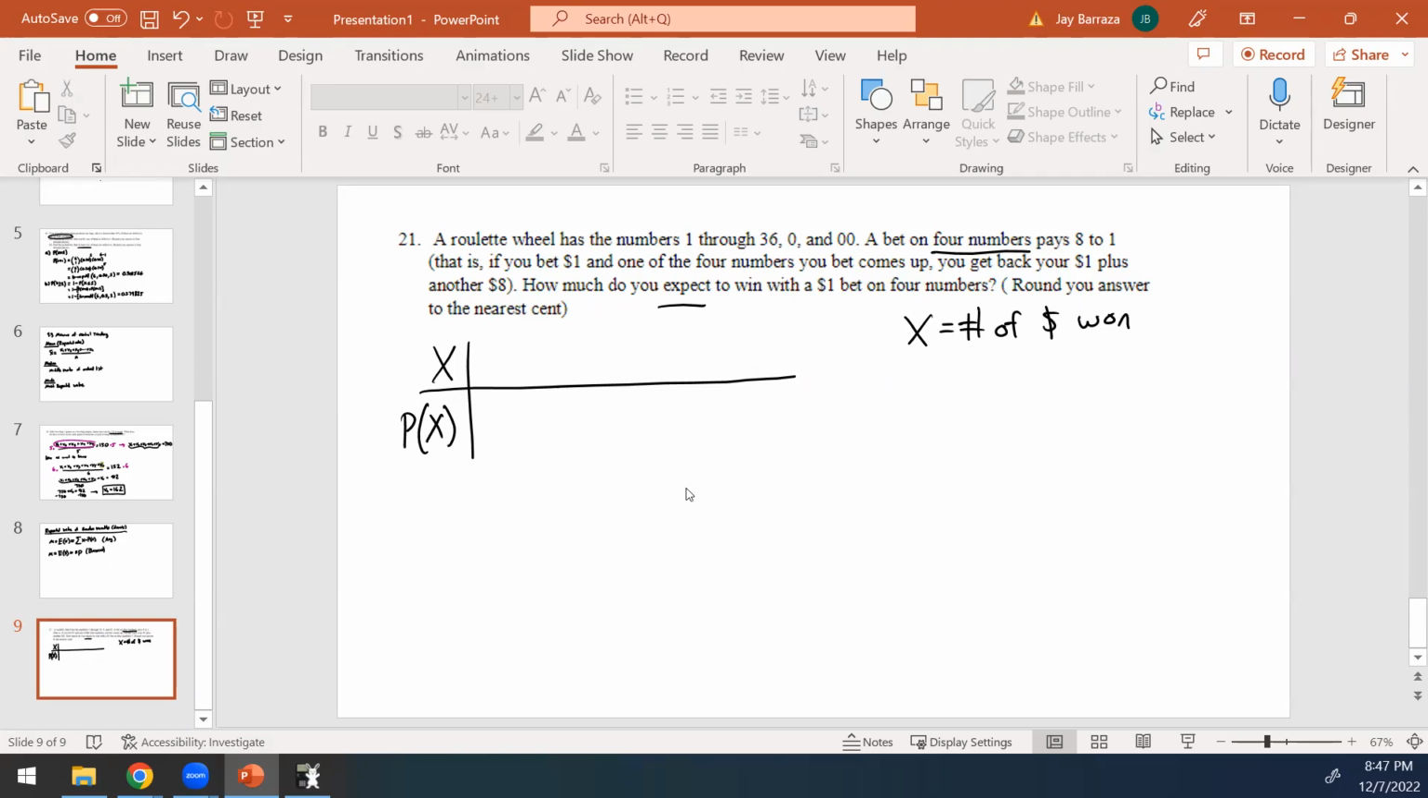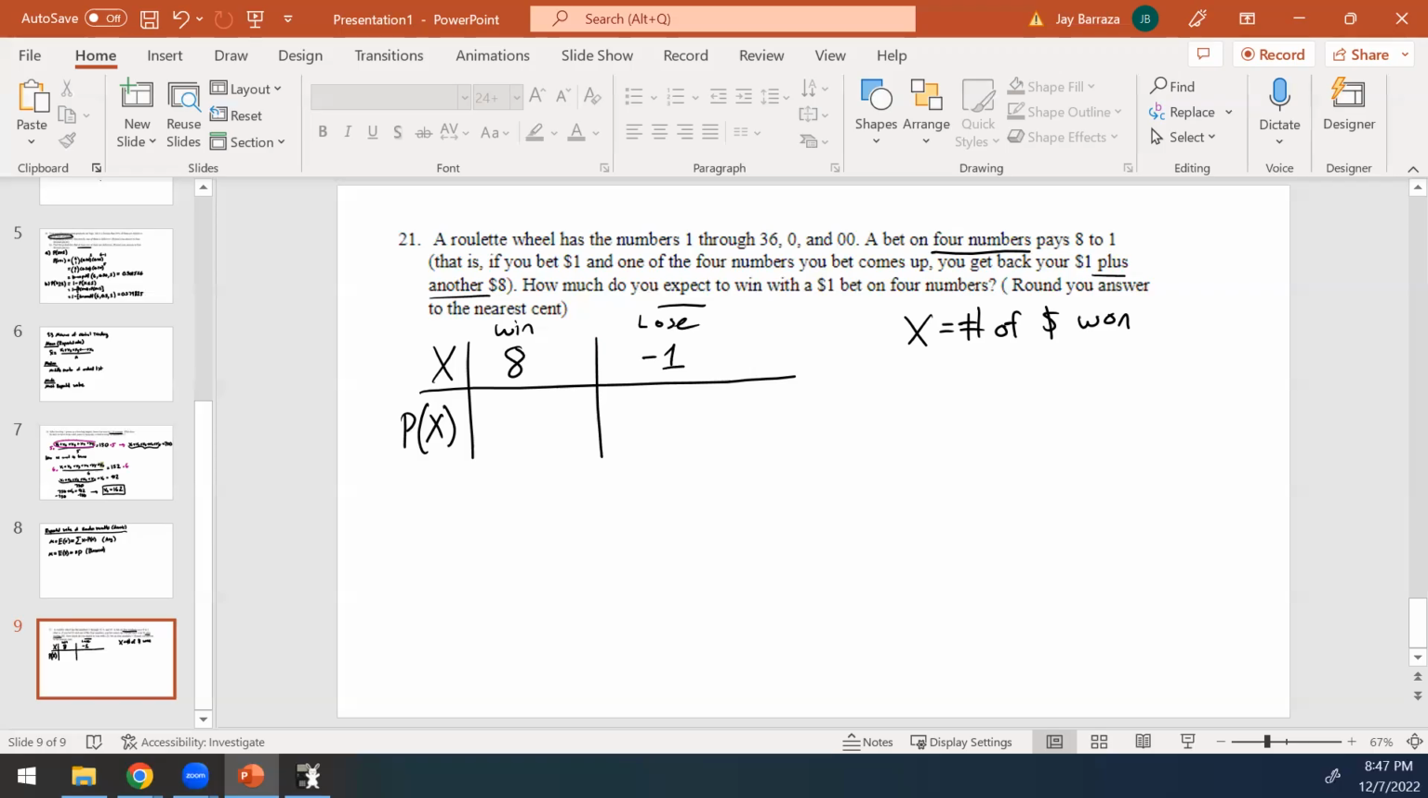So if I win, how much do I win? Well, they tell me if you win, you get another $8. So plus another 8. So when I win, I get $8. When I lose, I lose $1. So minus 1. Does that make sense? Are there any questions on that? You can do it in any order you want.